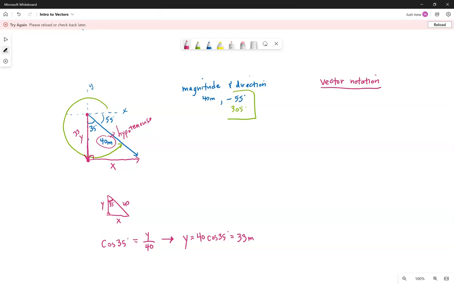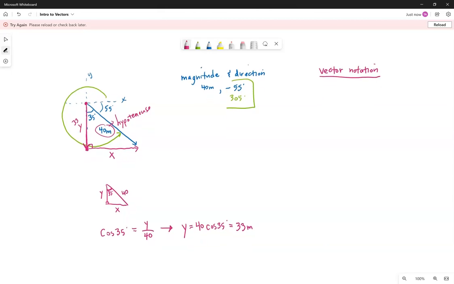To fully describe the vector, though, we need to also describe how far to the right. So how far to the right, this x component. In the triangle that I drew just below, just to see it more clearly, this x side is opposite the 35 degrees. So opposite over hypotenuse would be sine. The opposite side is x, the hypotenuse is 40. We would say that x is equal to 40 sine 35 degrees. So 23 meters.